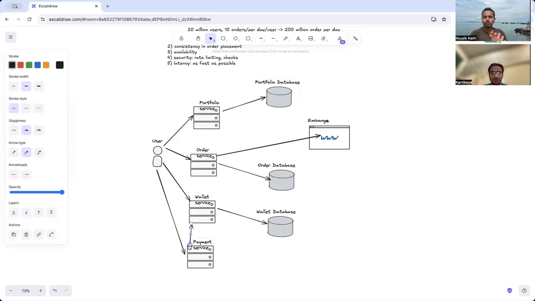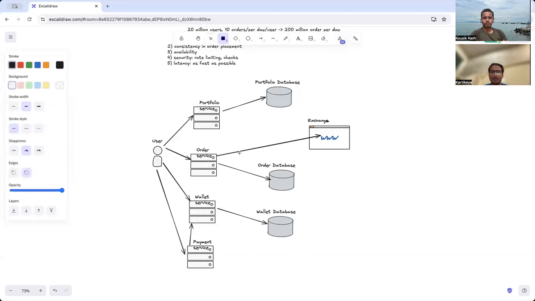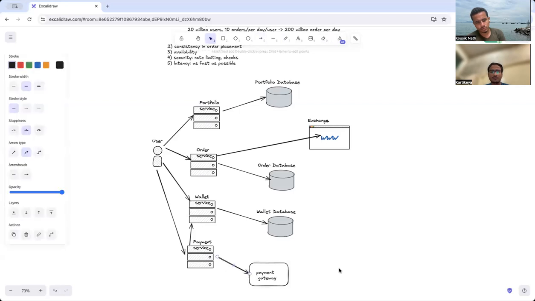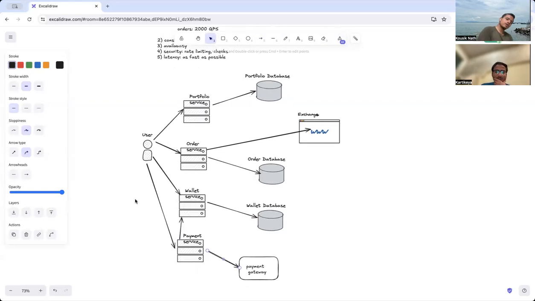Okay, so can you put the third party payment gateway also in this picture? Yeah, so maybe let me put it here. Yeah, so this is the whole one single transaction.